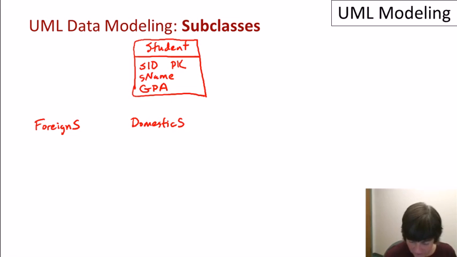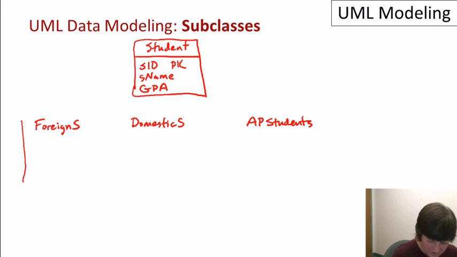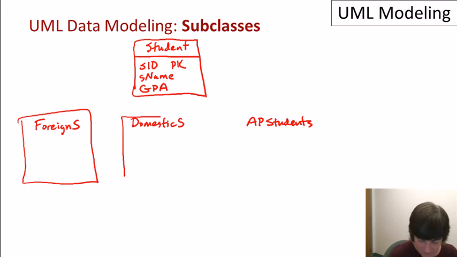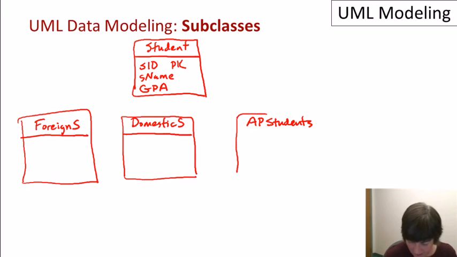And then we're also going to have a subclass for AP students. And I'm going to assume that you already know a little bit about subclassing from programming. So the idea is that when we have a subclass, there are attributes that are specific to the objects that are in that subclass, and they'll inherit the attributes from their superclass.